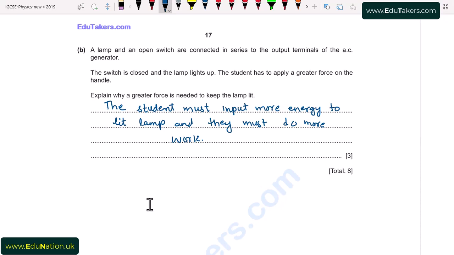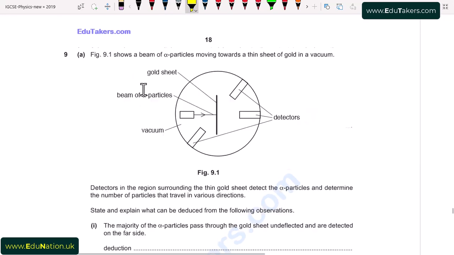Because the lamp is connected with the output terminals, it means that we have to do more work to light this lamp. As a result, the student applies more energy.